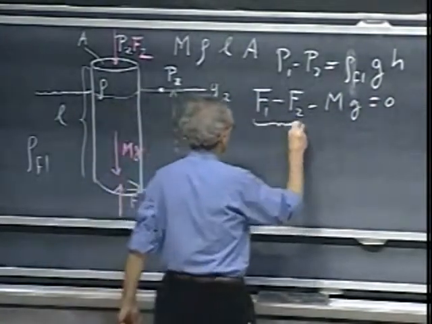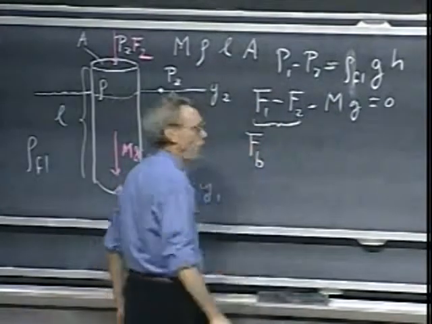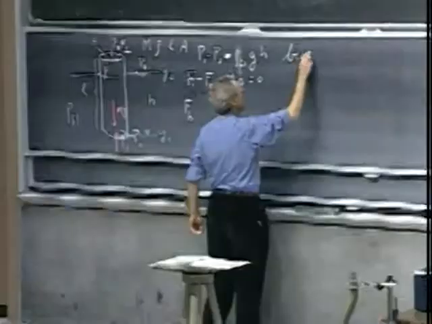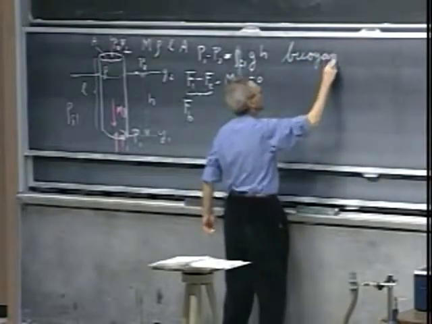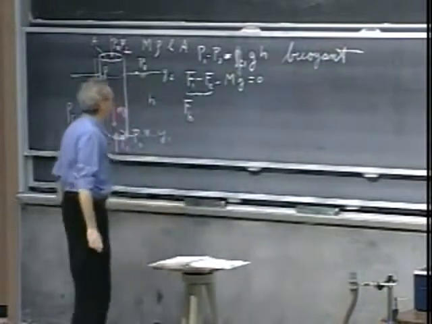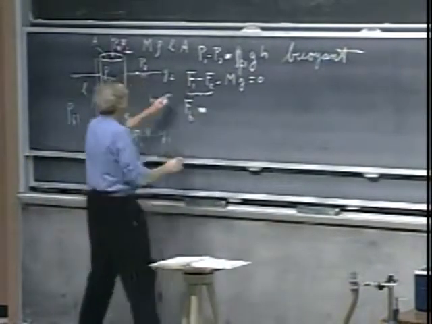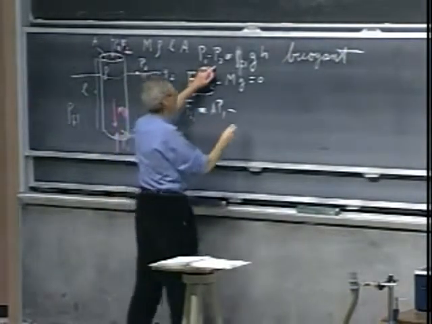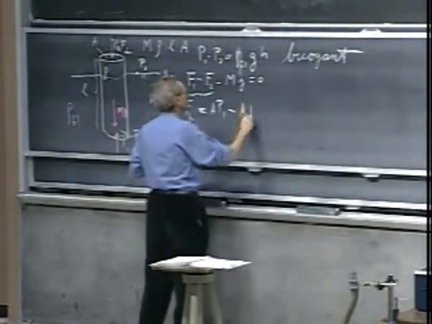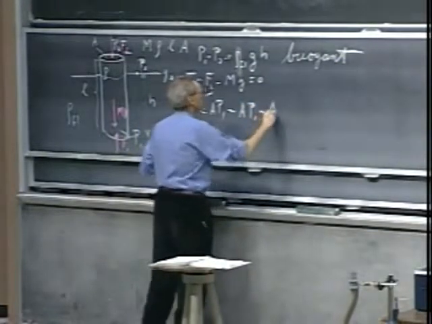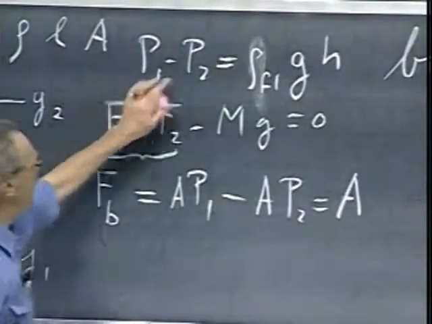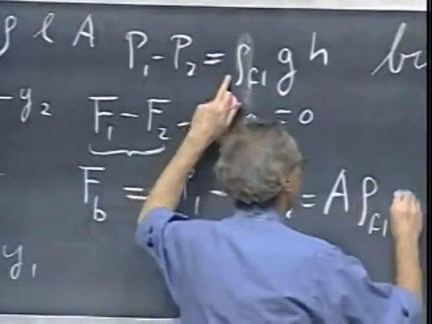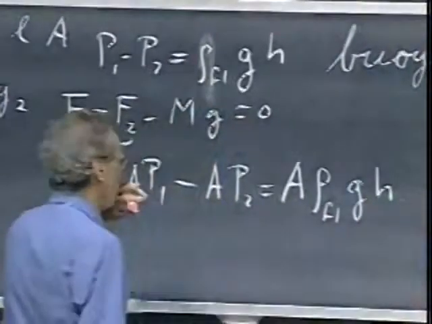And this we call the buoyant force. And buoyant is spelled in a very strange way, B-U-O-Y-A-N-T. Always have to think about that. It's the buoyant force. F1 equals the area times P1, and F2 is the area times P2. So it is the area times P1 minus P2, and that is rho fluid times G times H.